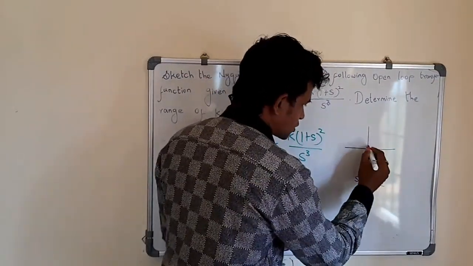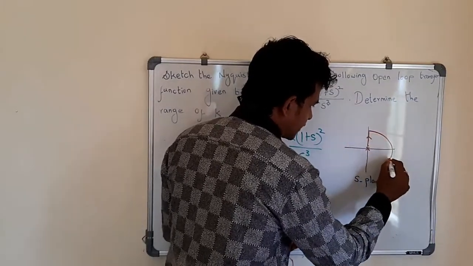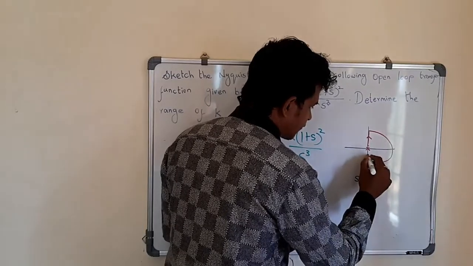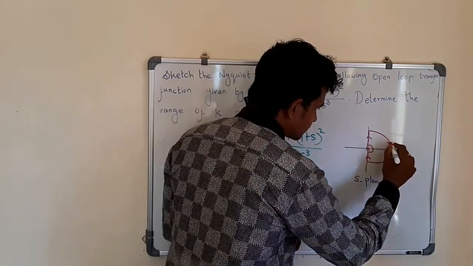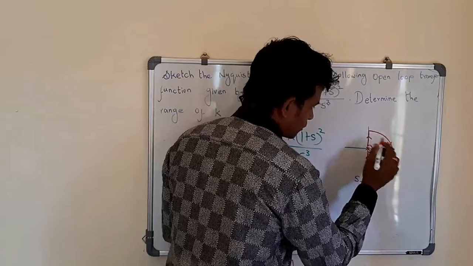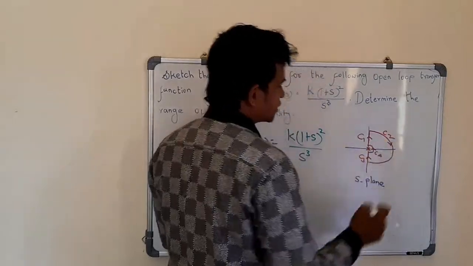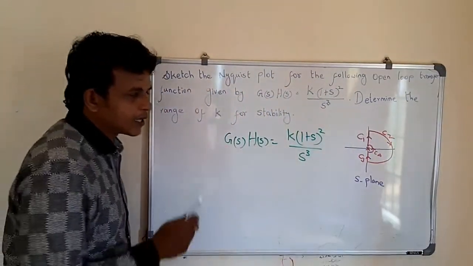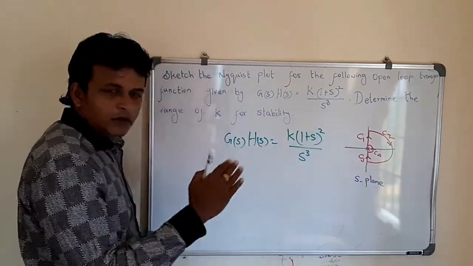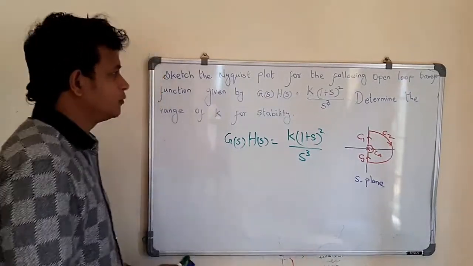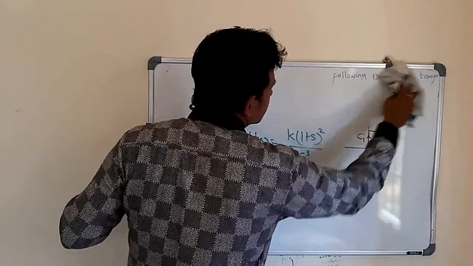So we have the Nyquist contour starting from 0 plus to infinity, and an arc with the radius of infinity, then a straight line from minus infinity to 0 minus, again an arc from 0 minus to 0 plus with the radius of 0. So this is region C1, this is region C2, this is region C3, this is region C4. Okay, so we have determined the Nyquist contour for the given transfer function. Now we are going to map each region to the G(s)H(s) plane. So let us start with mapping region C1 to the G(s)H(s) plane.